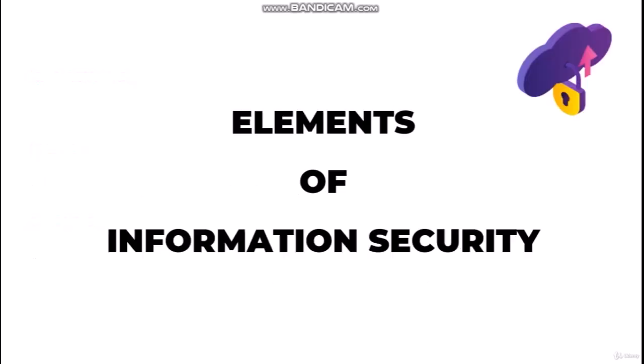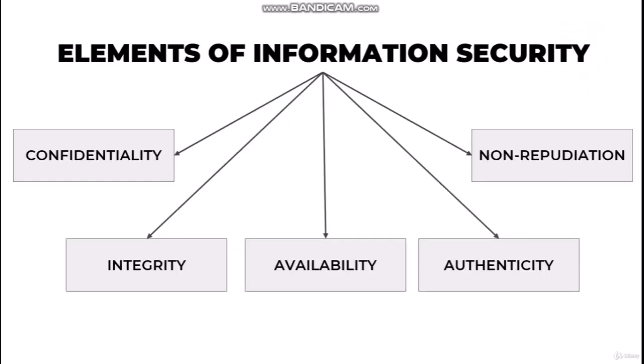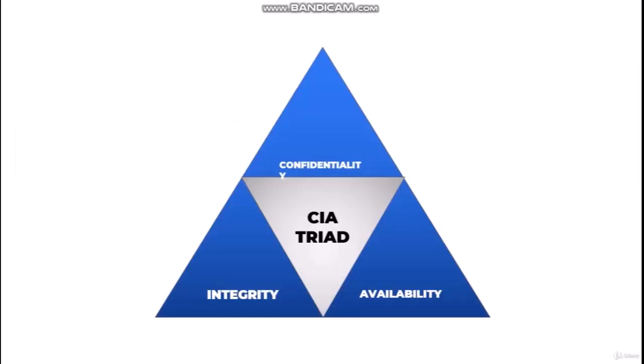In this video, I am going to cover the elements of information security. The 5 main elements of information security are confidentiality, integrity, availability, authenticity, and non-repudiation. Out of these 5 main components, confidentiality, integrity, and availability, also known as the CIA Triad, is a model designed to guide policies for information security within an organization. The elements of the CIA Triad are considered the 3 most crucial components of cybersecurity.